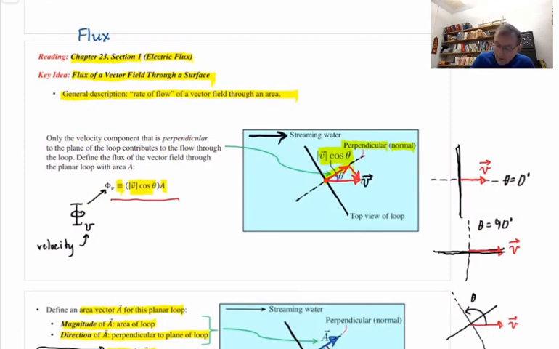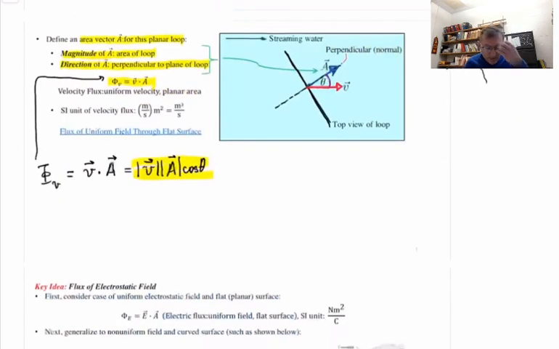So let's now think of velocity flux for a uniform velocity field through a flat area as v dot A. So this is for velocity flux with a uniform velocity in a planar flat area, like this one would be.